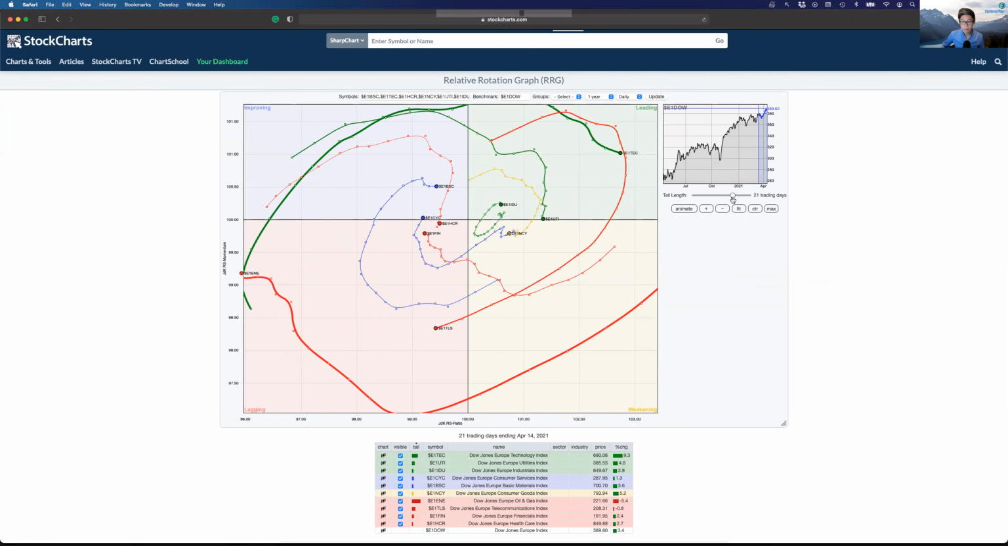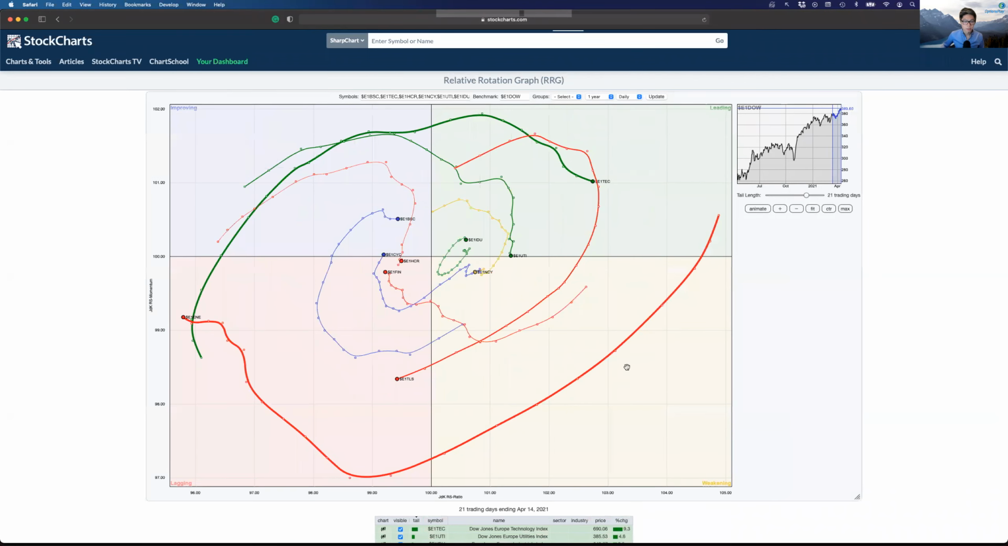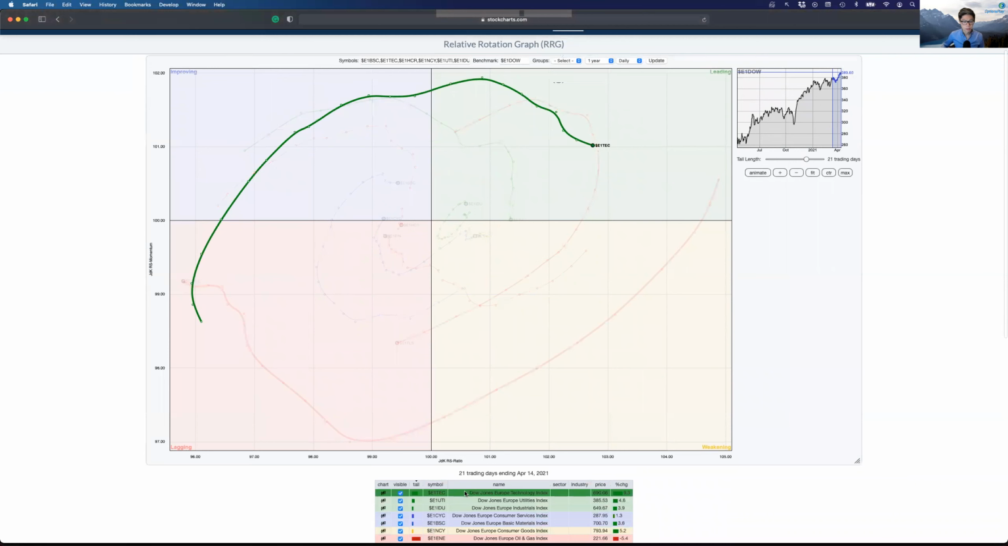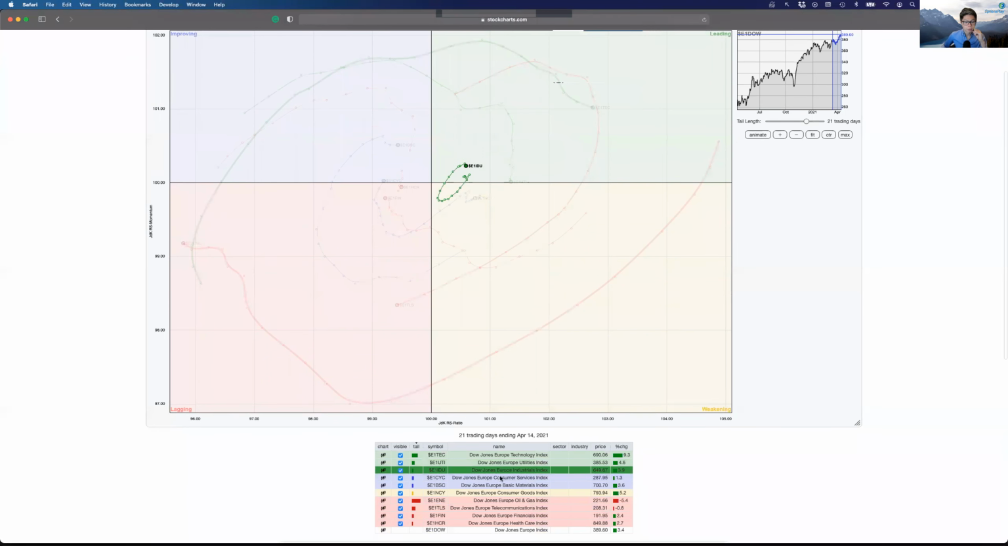And this is it on a daily time frame. This is the past 21 days looking at this data here. And what you have here is technology leading, but starting to move a little back towards the weakening category. Utilities was leading, but starting to fall back behind. Industrials, as you can see, still very strong. Consumer staples starting to get a little stronger here. Basic materials getting stronger here. So industrials and materials are both on here, but as you can see, industrials stronger than materials.